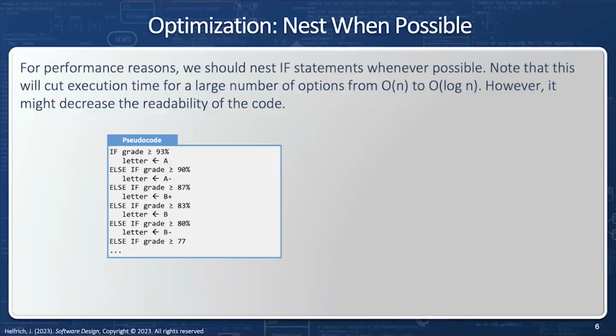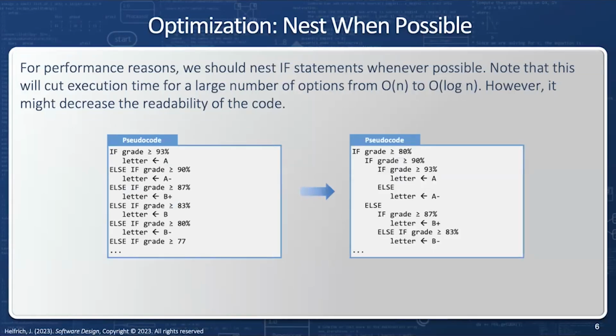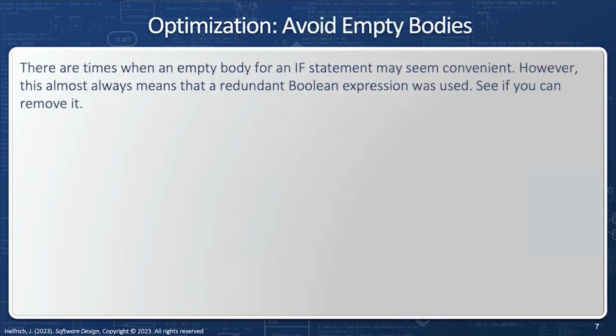So for an example, let's say I want to assign a letter grade from a number grade. Well, I can say if, else if, else if, else if, else if, else if, else if. Now, an optimization would be to say, hey, if grade is greater than 80, if grade is greater than 90, if grade is greater than 93. Using this scenario, the typical case will only have 3 if statements, whereas in the other example, the typical case will have 10 if statements. The final optimization is to avoid empty bodies.